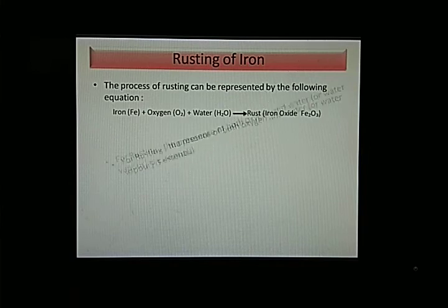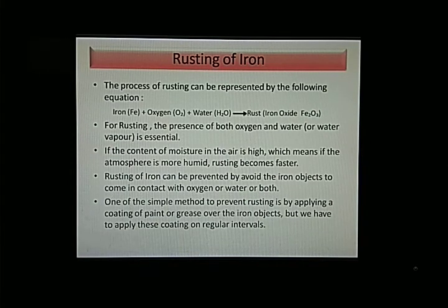So one of the easiest methods for prevention of rusting is by applying a coat of paint or grease over the iron objects. Then this grease or this paint, what it will do is that it will avoid these iron objects coming in contact with the air or the moisture. So as a result, the rusting of iron will not occur. So that's why you can see most of the iron objects are either painted or we apply grease over it. Grease is mainly used in the automobiles, but generally household stuffs are painted.